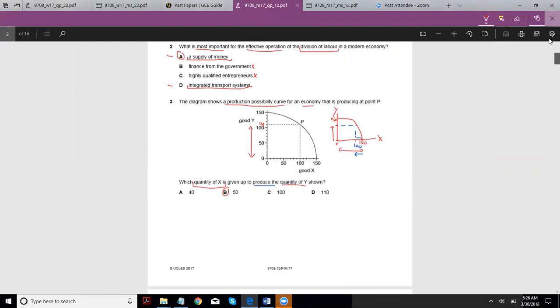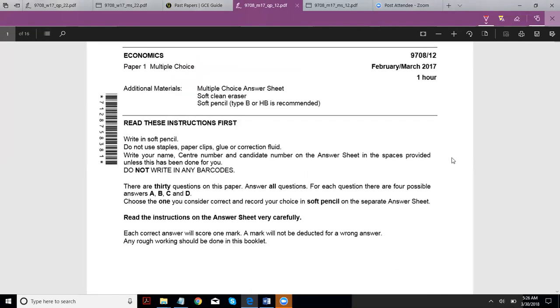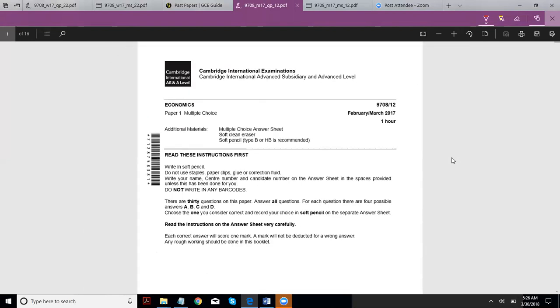So that was it. I tried my best to go as slow as possible and explain stuff as much as I could. The reason being, if you're already comfortable with the content and you can do MCQ past papers by yourself, then just go ahead with that. If you struggle, however, then this might help you more.